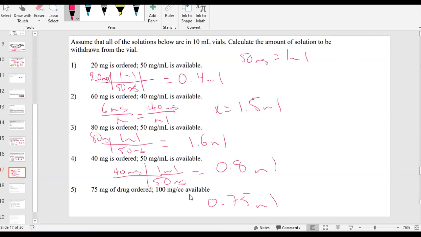Would we change that CC to ML just because CC? Yeah, you could. It's the same thing. Sorry, I should have done that. But yeah, you're right. Once you see it's just 1 ml. Everyone's okay with that? Yes.